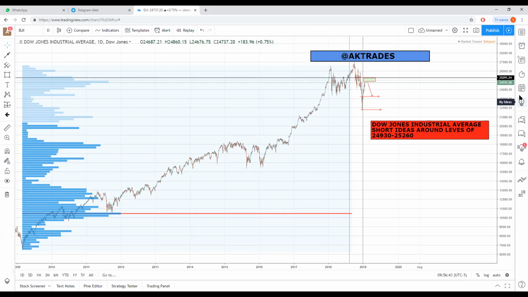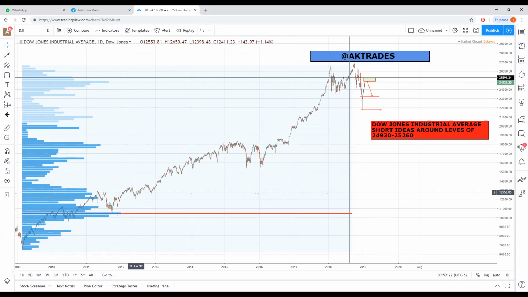We're going to start this week with the Dow Jones Industrial Average. As we see here, we are looking at the daily chart, and I drew a volume profile from all the massive uptrend that we have in the Dow Jones from 2009 to around September 2018. So I did this so we can see how the volumes were behaving in this massive uptrend.